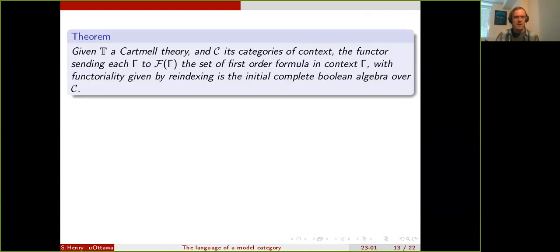And so the main theorem is that given a Cartmell theory, with C its category of contexts, this functor, which associates to each context gamma the set of first-order formulas in context gamma, where the functoriality is given by reindexing, is the initial complete Boolean algebra over C. So this gives a purely categorical and non-syntactical definition of this object of formulas in context gamma. It is the initial complete Boolean algebra over C.